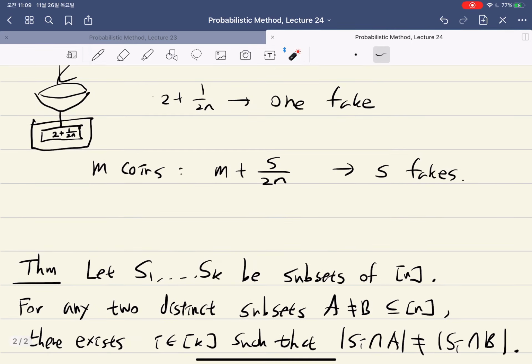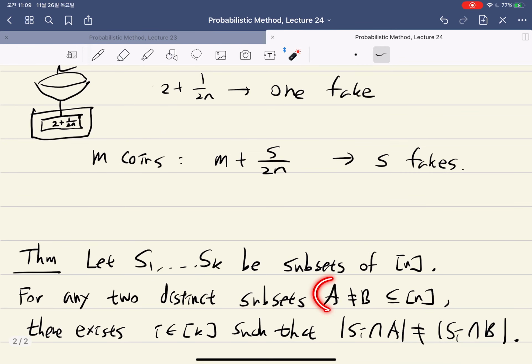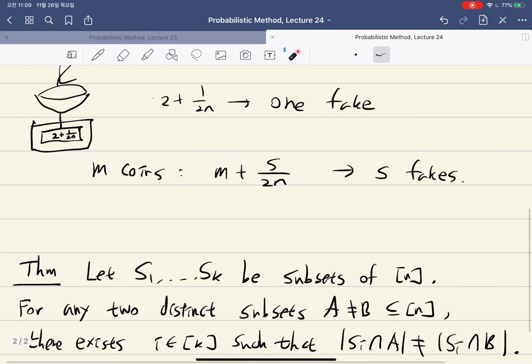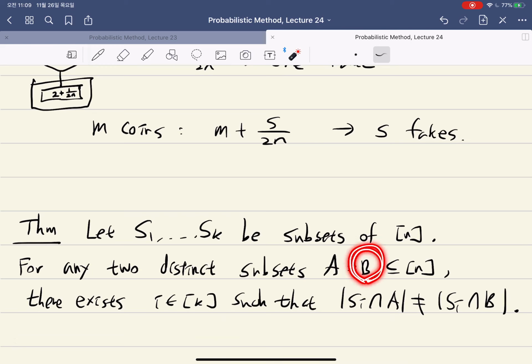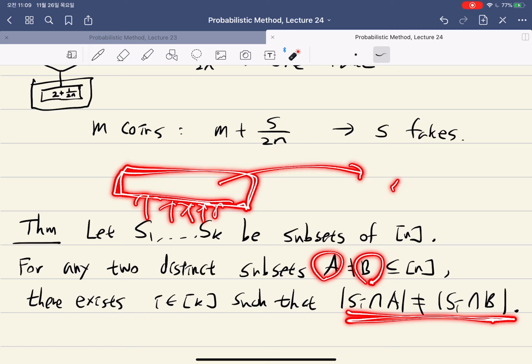So if you think about this, this situation is exactly what we want. Let's say you have a situation that A is exactly the set of fake coins. And there is another situation that B is exactly the set of fake coins. Those two are different situations, and we want to distinguish these two. When we weigh S1, and then we know how many of them are fake coins, and S2, S3, and SK, you have these numbers. Then in these two situations, at least one of the numbers is different. So your result here is different. In other words, your result here uniquely determines exactly what the set of fake coins is.